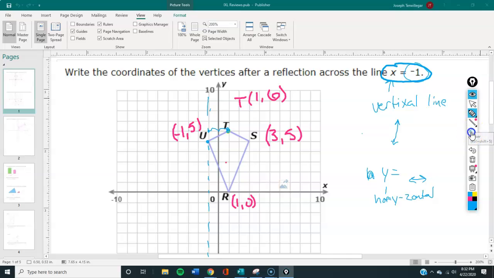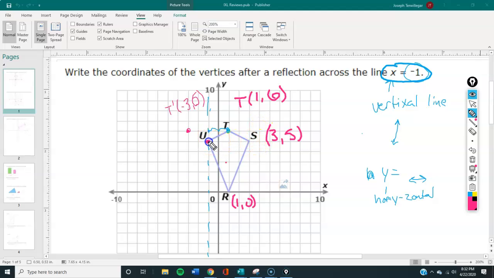I have to erase that. 1, 2, 1, 2. So our new point for T prime is -3, up 5. Our original point was 3, 6. So -3, 6. Okay?